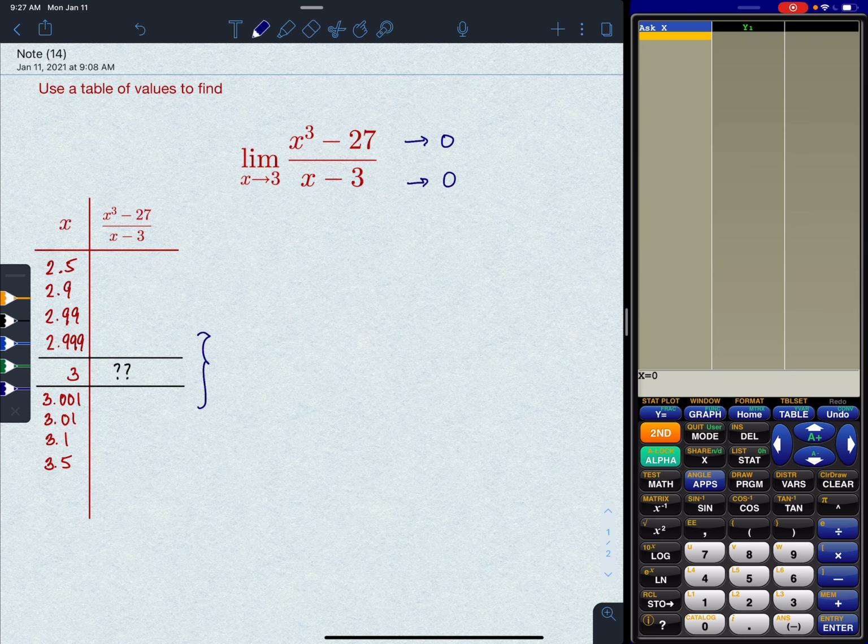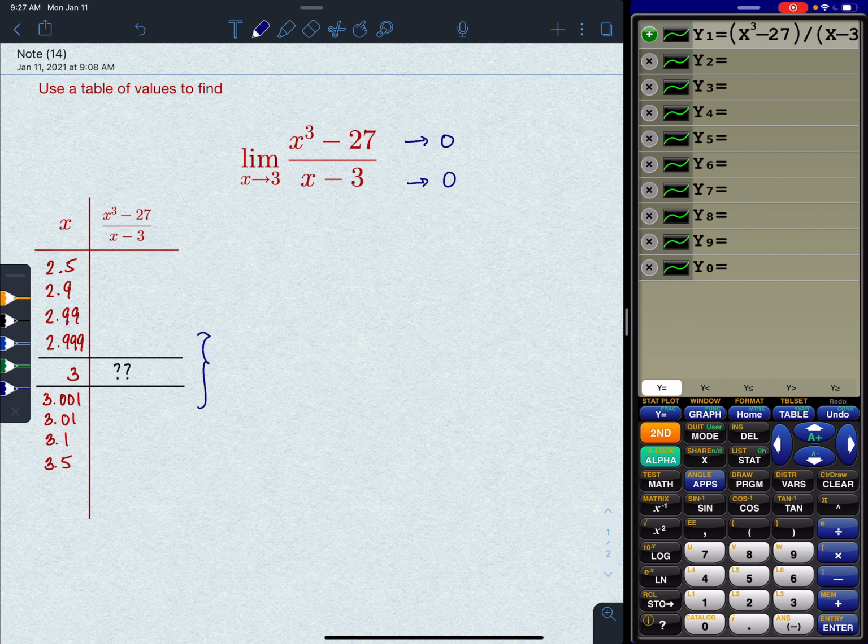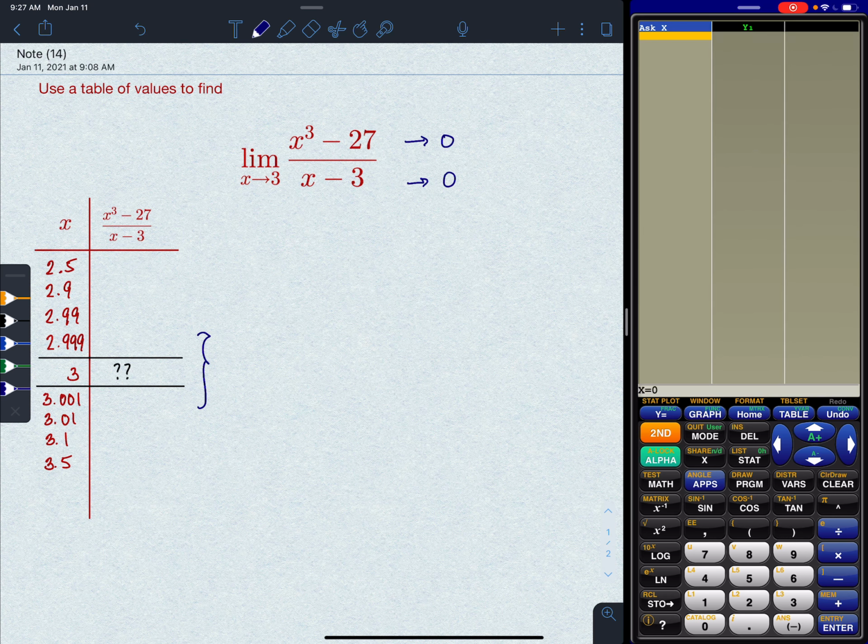Just so you can see how I do this on the TI-83 calculator, or my version of that, in y equals, I typed in x cubed minus 27 in parentheses, divided by x minus 3, and I set the table to ask mode, which if I hit second and table settings, you notice, is different on mine because I'm on an iPad instead of a regular calculator. But I'm in ask mode, which just means I have to type in the x values I want the y values for, as opposed to getting an automatic table.